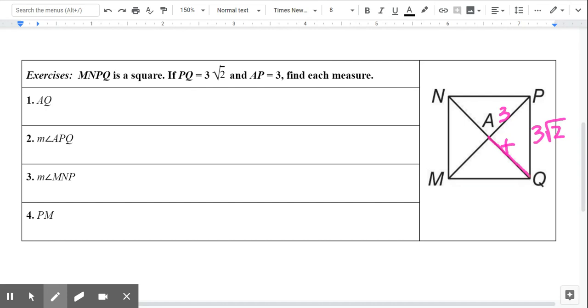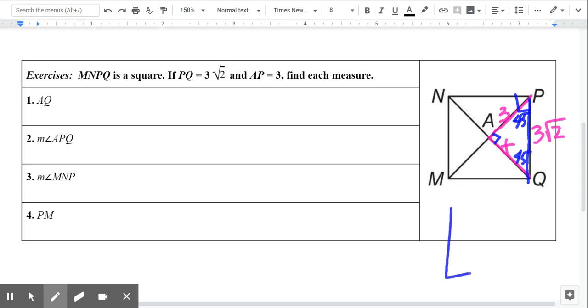Okay. Now we know that the diagonals are perpendicular. So I know that I have a right angle right here. Okay, so I have a right triangle right here. Now, I also know that in a square the angles are 90 degrees each, right? So I have a 90-degree angle, but also the diagonals bisect the angles. So all of these triangles are 45, 45, 90 triangles.